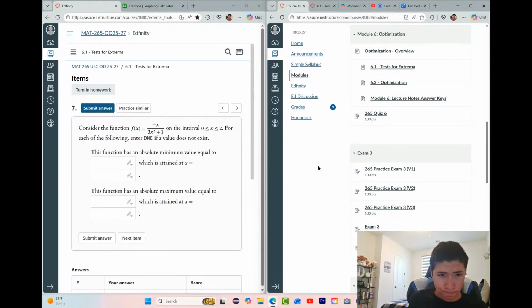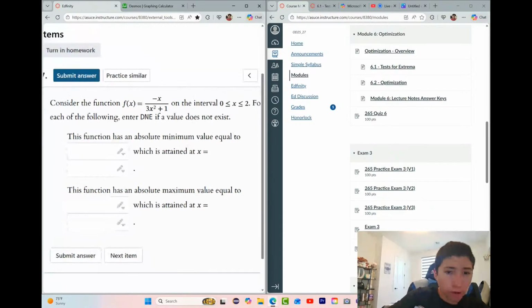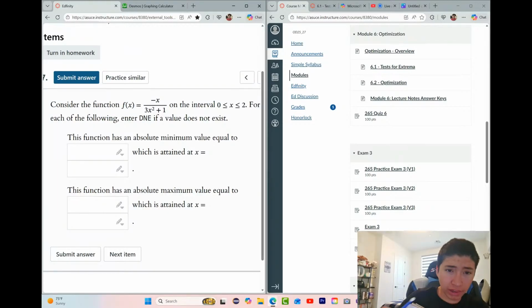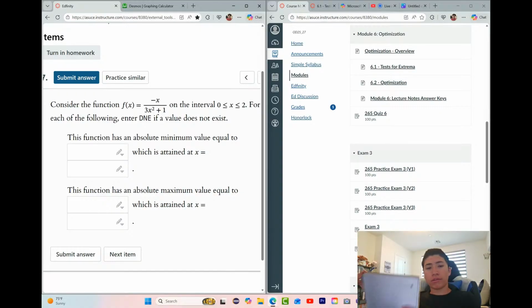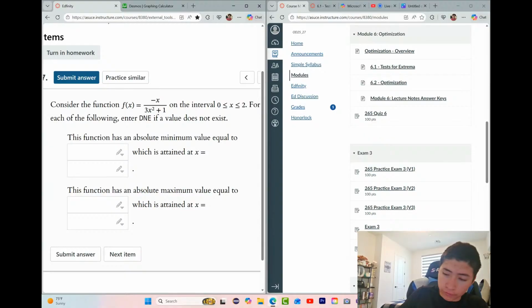I see. For each of the following, enter D and E if a value does not exist. So the function has an absolute minimum value equal to blah, which is attained at x equals blah. And then a maximum value. Gotcha. I wonder why they do minimum and then a maximum. Weird. It's fine. Doesn't matter though. Irrelevant. So first what we got to do is find f prime of x, the derivative.